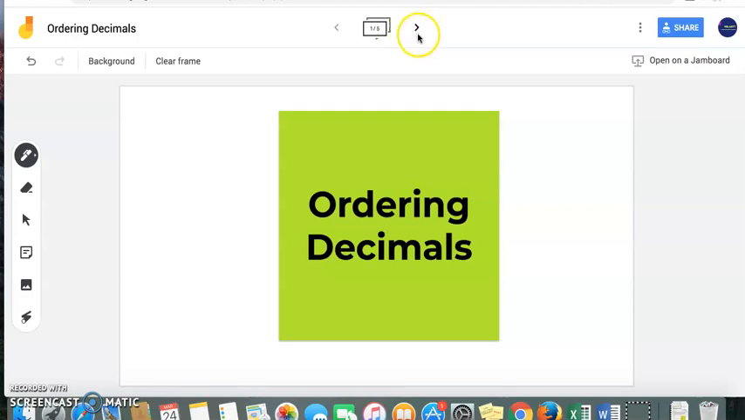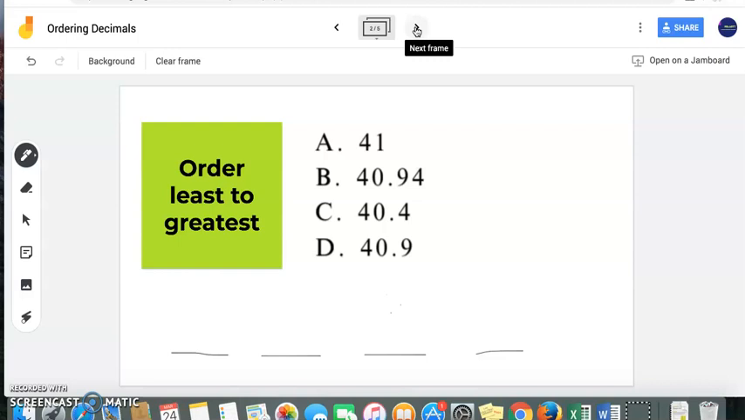Hello, today we're going to continue working on ordering decimals. Now in this first problem, our goal is to order from least to greatest. We're given 4 decimals here, and our goal is to organize these numbers from least to greatest.